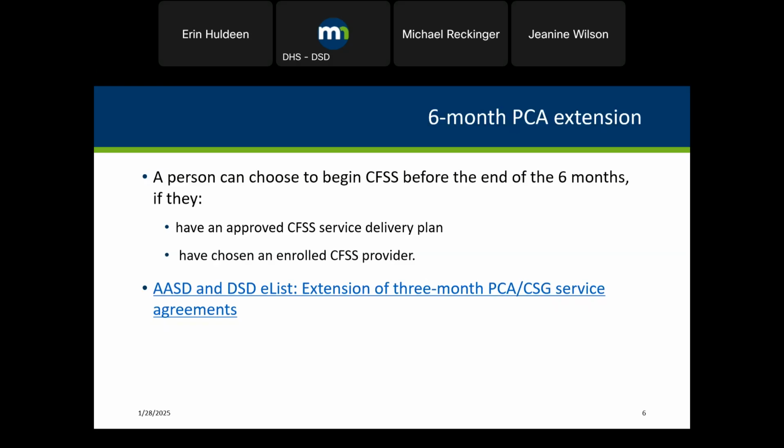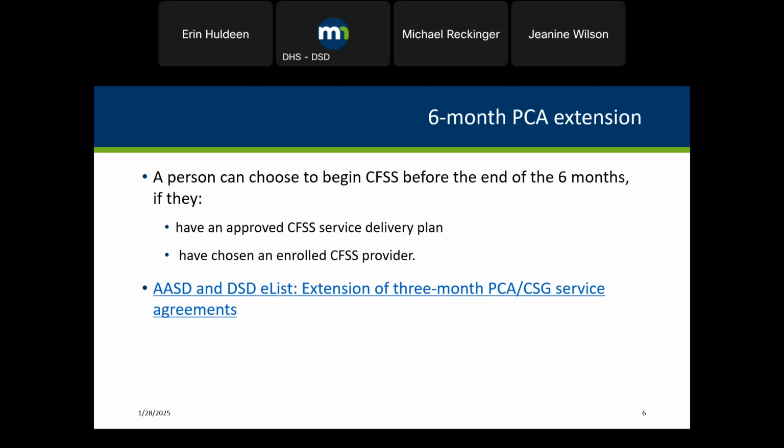So if someone was receiving PCA prior to the start of CFSS, they'll continue to receive an additional 6 months of PCA while they meet with a consultation services provider to develop a plan, and while DHS is working to enroll all the different providers. Okay. Now, if a person is ready to go before that 6-month time period, and they have an approved service delivery plan, and they've chosen a provider that is already enrolled, they can start prior to that 6-month period.